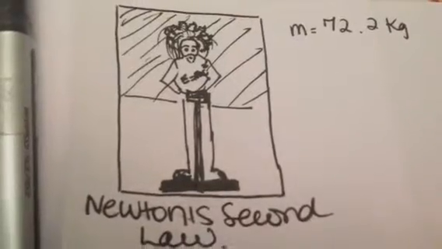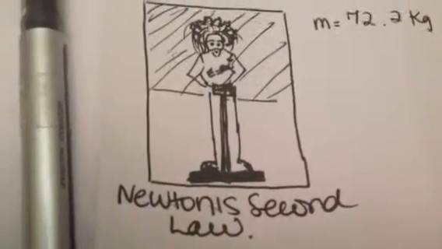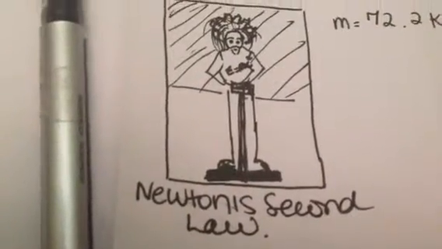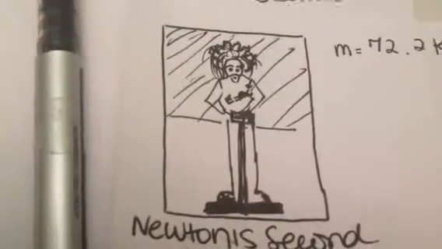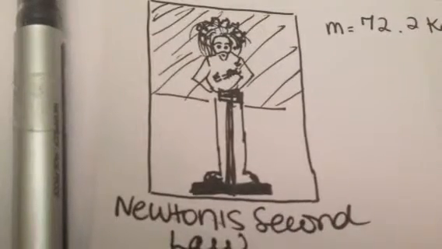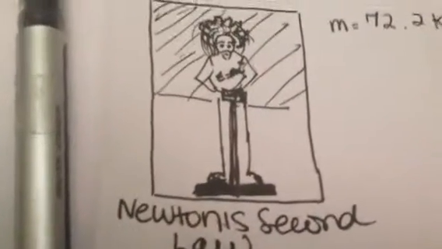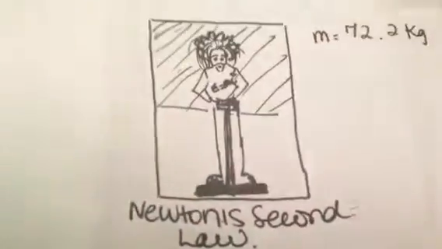And we're asked to draw a free body diagram for the scale, because he's standing on a scale right now. And then we're asked to find his apparent weight, which is what the scale reads when he is stationary, when he's moving upward, and when he's accelerating. So right now we're going to draw a free body diagram.